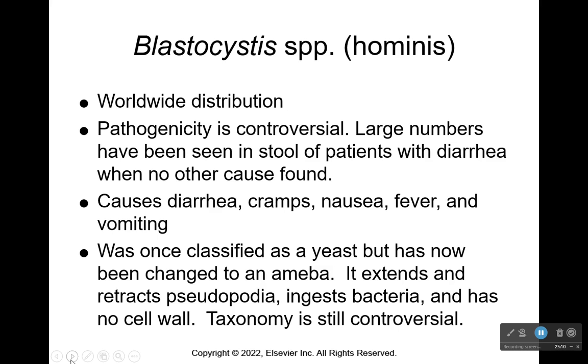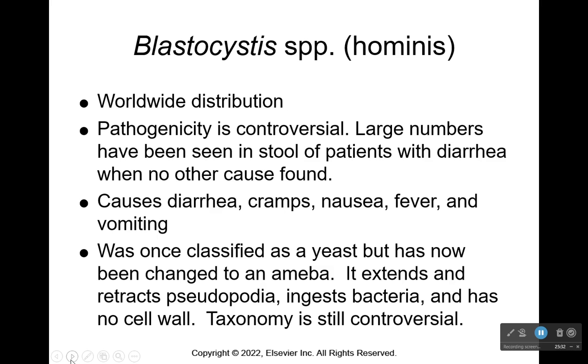This one does have some pathogenicity, they think. It's very controversial. There have been people that had diarrhea. They could not figure out what else was going on, but there were large numbers of these. So they're thinking it can be a pathogen more than they used to think. Causes cramps, nausea, diarrhea, fever, vomiting.